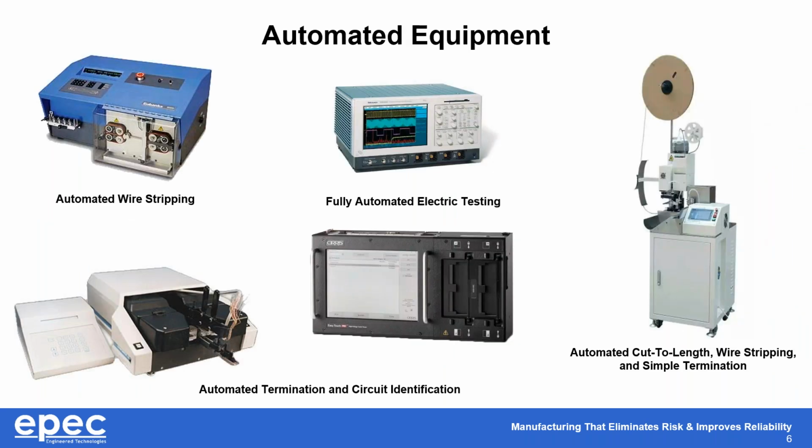We're able to help lower costs through the use of automated equipment. This is not just for assembly, but for final test. Some of the equipment that we use includes automated wire strippers, crimp, cut, termination machines, as well as full circuit identification type capabilities here.